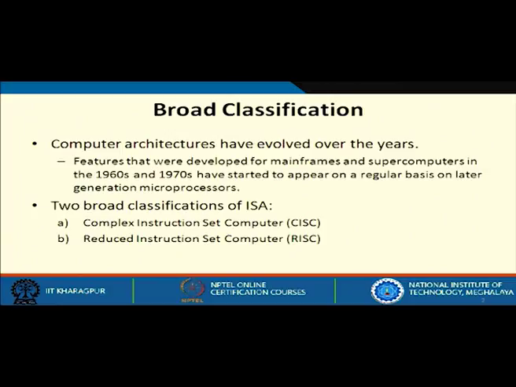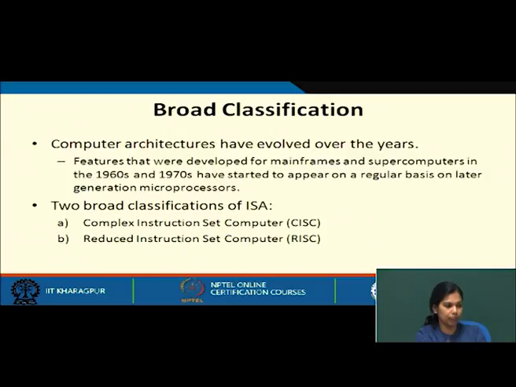The computer architectures, we know, have evolved over the years, and there are many features that were developed for mainframes and for supercomputers in the 1960s and 70s, and that started to appear on a regular basis on the later generation of microprocessors. So, based on that, we have so many features. Now, we are dividing those into a group of two. They are broadly classified into complex instruction set computer called CISC and reduced instruction set computer called RISC.